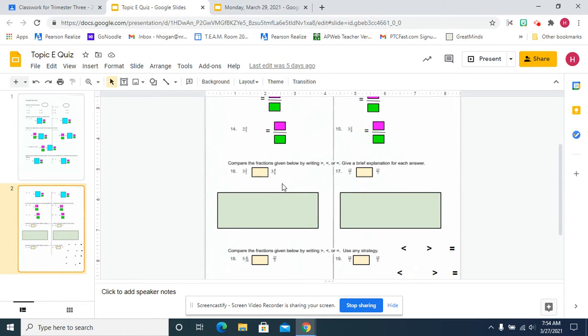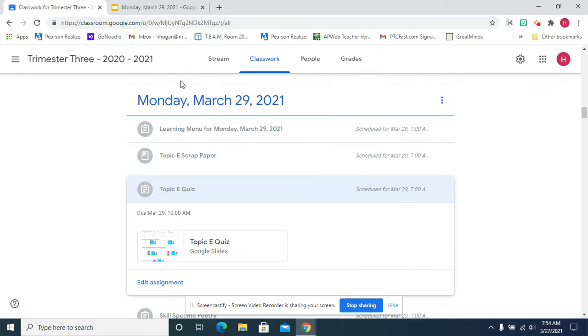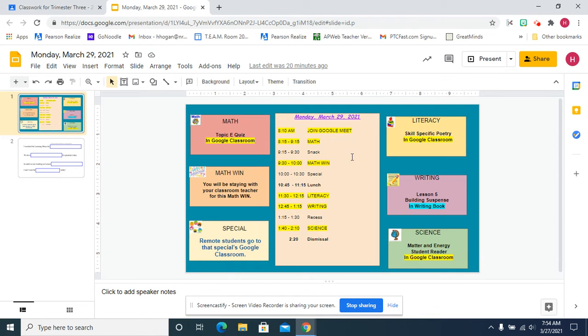And then you're going to compare the fractions and give a brief explanation for these first two. And then finally, you just compare these two numbers, these two fractions, I should say, and greater than, less than, or equal to. Okay, so that is your Topic E quiz.